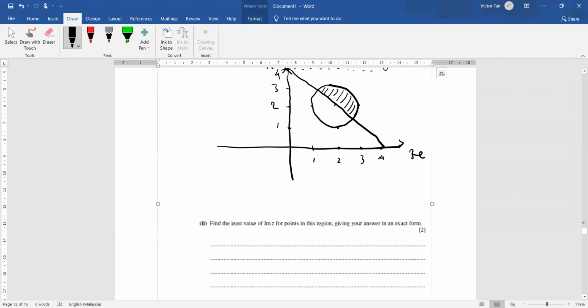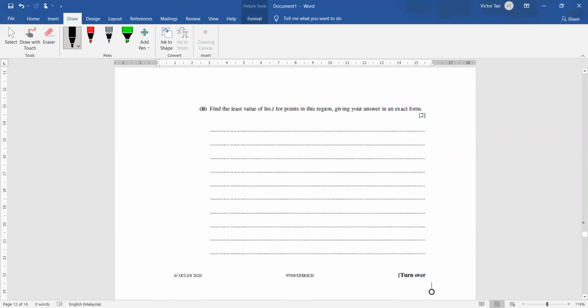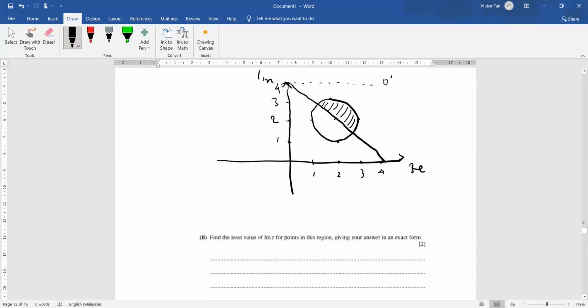Find the least value of the imaginary part of z. So z will lie in the shaded region. So the least value of imaginary z for points in the region, giving the answer in exact form. To be here. This will be 1/4 pi. So you've got to find this angle here.